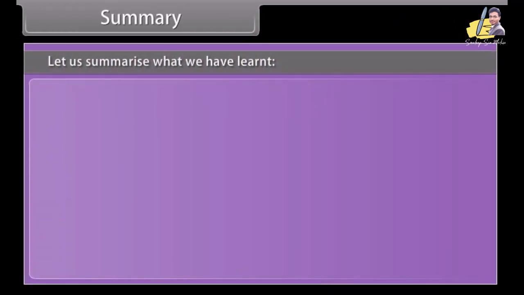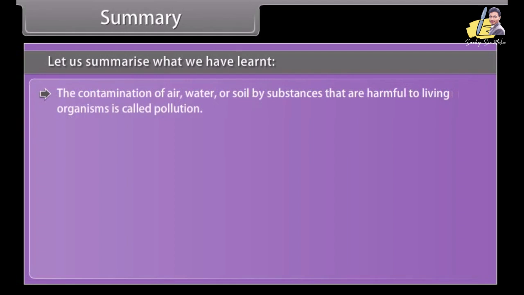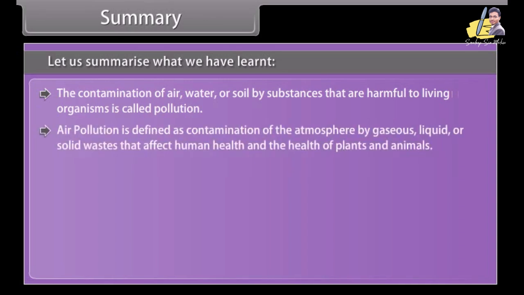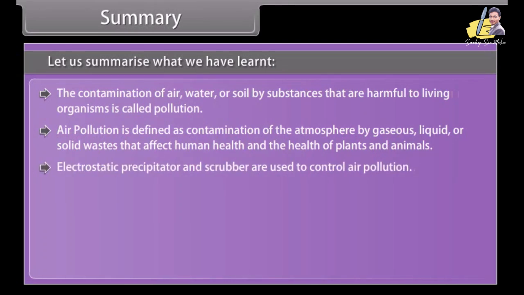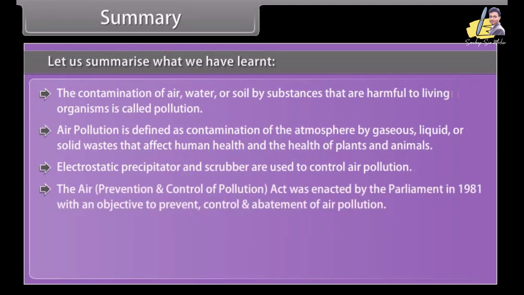Summary. Let us summarize what we have learned. The contamination of air, water or soil by substances that are harmful to living organisms is called pollution. Air pollution is defined as contamination of the atmosphere by gases, liquid or solid wastes that affect human health and the health of plants and animals. Electrostatic precipitator and scrubber are used to control air pollution. The Air Prevention and Control of Pollution Act was enacted by the Parliament in 1981 with an objective to prevent, control and abatement of air pollution.